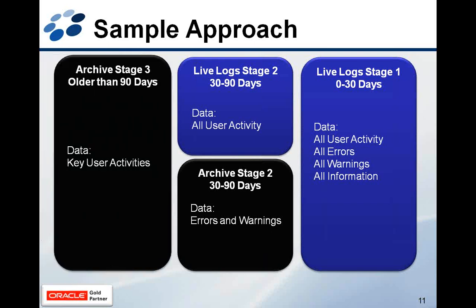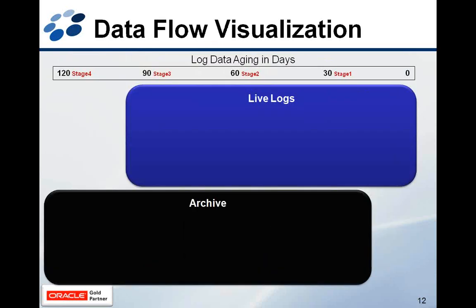And then anything older than 90 days, all we're going to do is keep key user activity. So we'll filter some of the user activities, but anything that's Sarbanes-Oxley related or other key activities that we want, we keep. But anything that's older than 90 days, in terms of errors or warnings, we're likely never going to go back and use and need to keep track of, so we can purge those out. So this is a conceptual view of how to look at it.